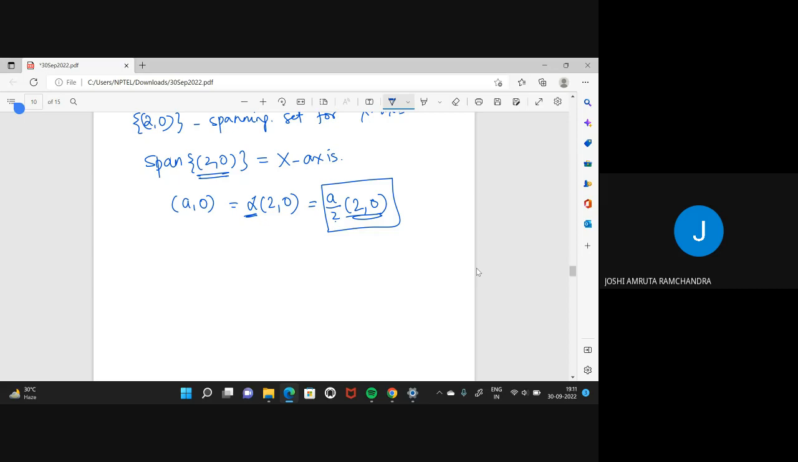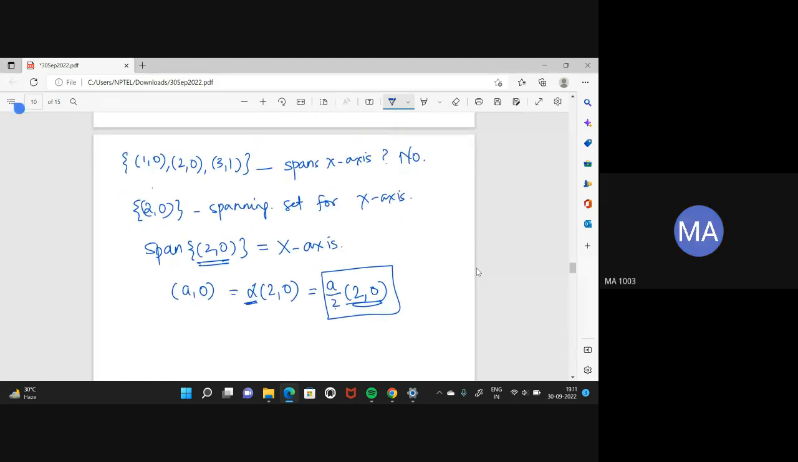Linear combination means it should be in the form alpha times v1 plus beta times v2 plus gamma times v3, like that, right? Here we have only one vector, so it's going to be alpha times that vector. Okay, ma'am. Thank you. So is it clear what a spanning set is, what span of a set is, and all that? Yes. Ma'am, one small doubt here.